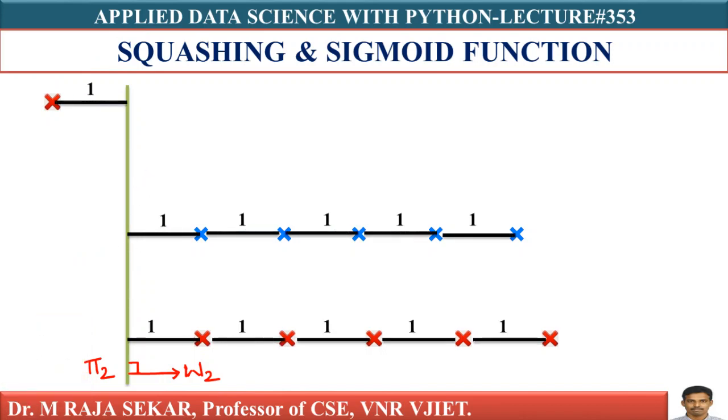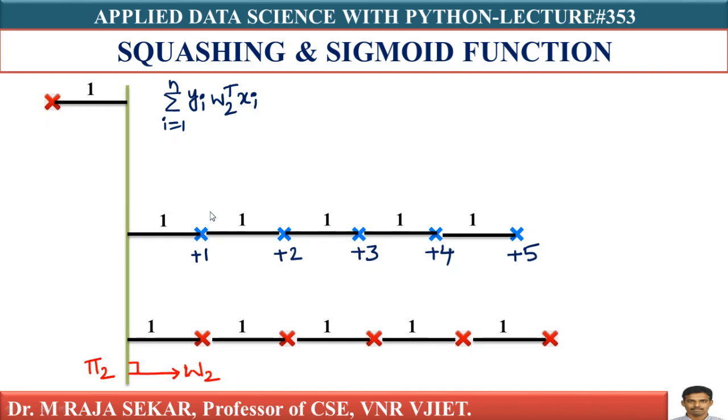Then what happens? Let me assume pi 2 is the plane, and the distance of this particular outlier from my plane is 1 unit, and the distance of this particular point is 1 unit. In that case, this particular point is 2 units, isn't it? If you observe carefully, this is plus 1, this is plus 2, this is plus 3, plus 4, plus 5. What is the label of this particular point? This is a blue point, therefore it's positive.